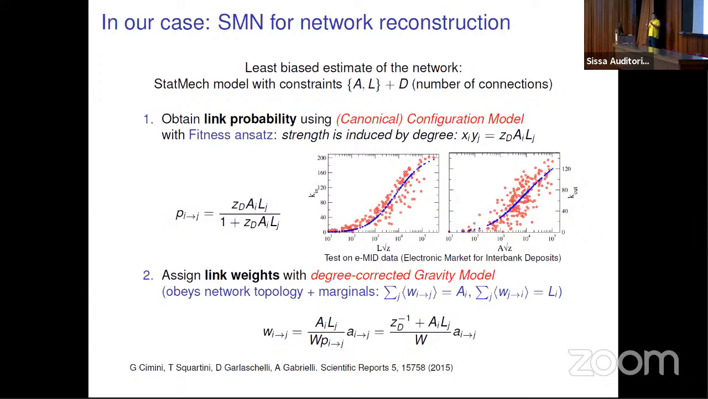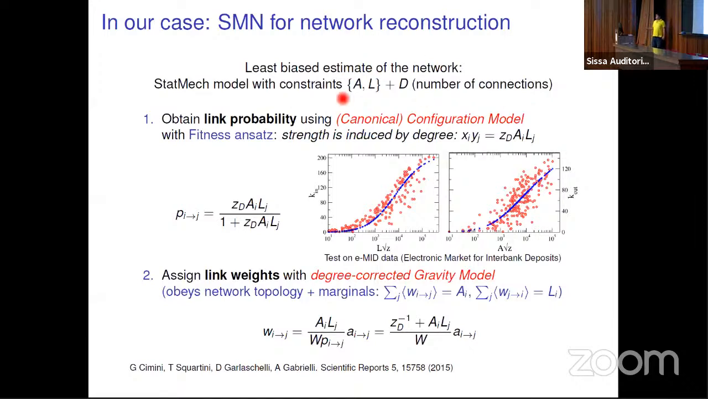We basically do a two-step inference in which we first try to guess the binary topology of the network. To do this, we use a configuration model, a canonical model in which we constrain the degrees. But since the degrees are not known, we use a fitness ansatz, for which the Lagrange multipliers associated with these degrees are taken proportional to the exposure, the variable that we know. We can check this assumption is reasonable in some very lucky cases in which we know the data.